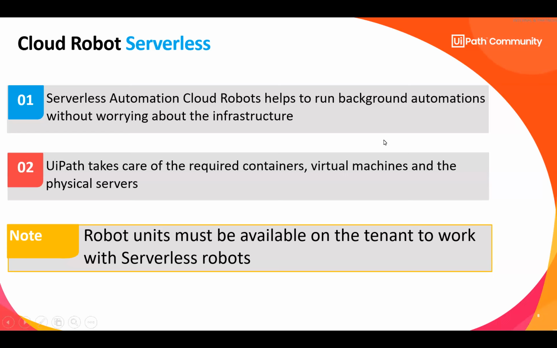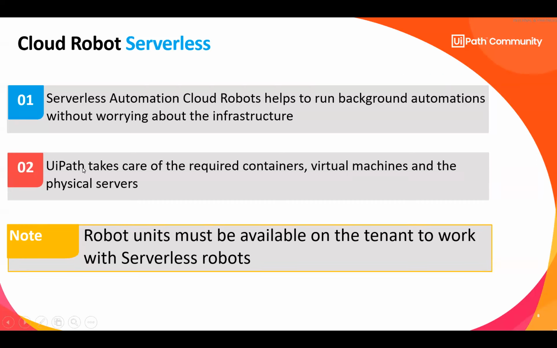There is one more important word here, serverless. What does it actually mean? It means that you need not maintain any physical server. You need not maintain any container. You don't need to worry about the memory space and all. So then how will we get those things? UiPath will take care of it. They will provide the entire thing. You just have to configure it in the Orchestrator. That's it. It's done. Then you can go ahead with your automation. That is the capability of cloud robot serverless, right?